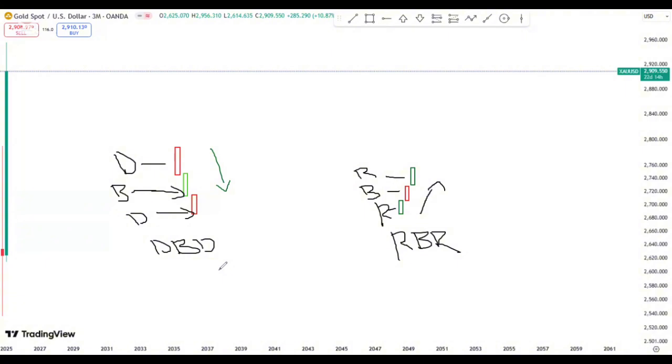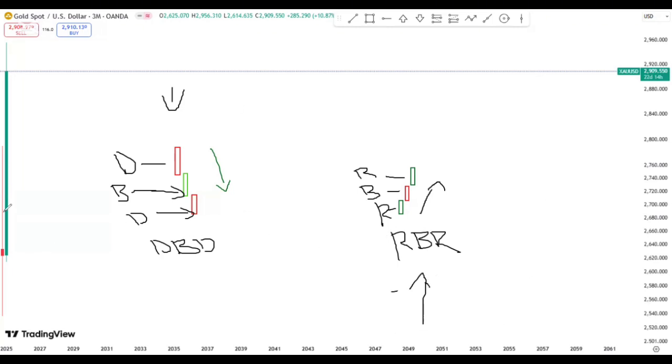But if you want a continuation pattern that will work, make sure that your continuation pattern is corresponding with the direction of the market. Right? With this information that we have, here's your drop base drop, the market is going down. Here's your rally base rally, your market is going where? It's going up.